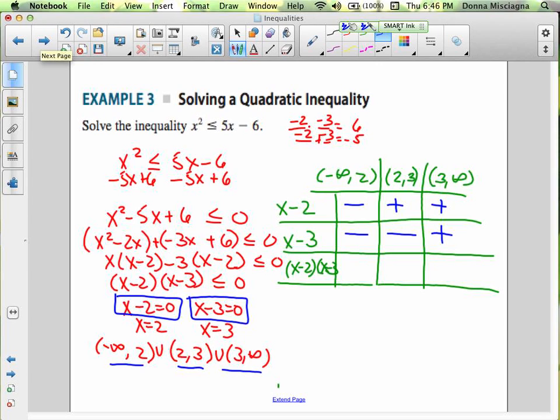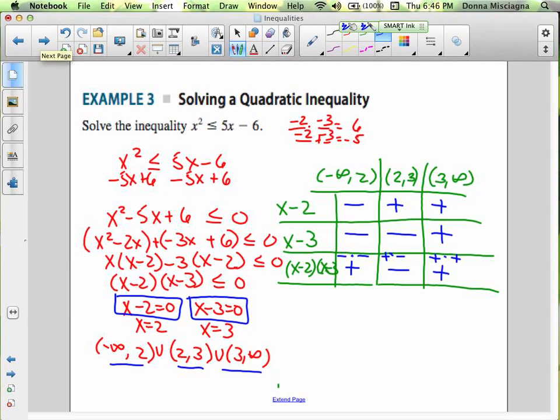All right, so now we're going to check the product. The first one, x minus 2 is negative, x minus 3 is negative. If I take a negative times a negative, that is going to be positive. If we take a positive times a negative, that's going to be negative. And if we take a positive times a positive, that's going to be positive.